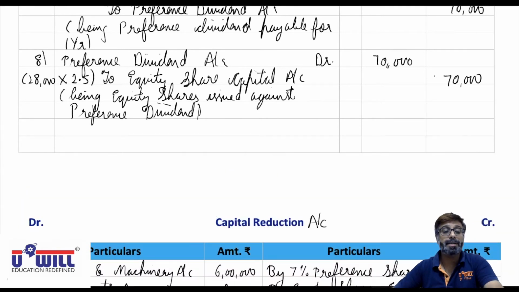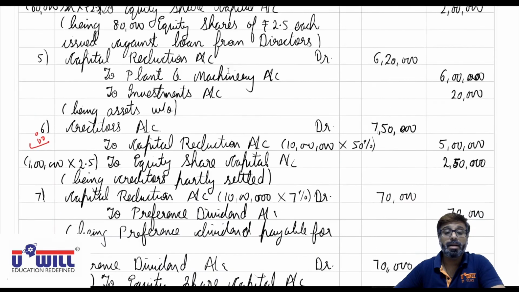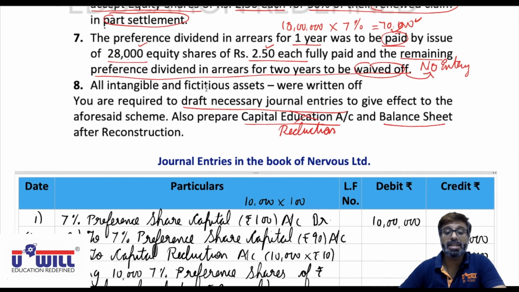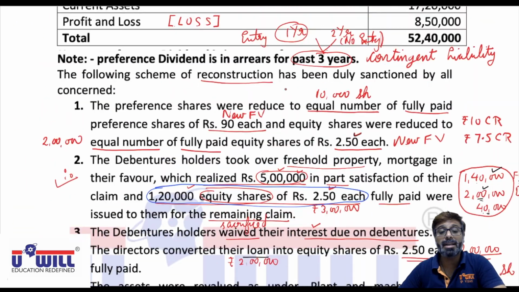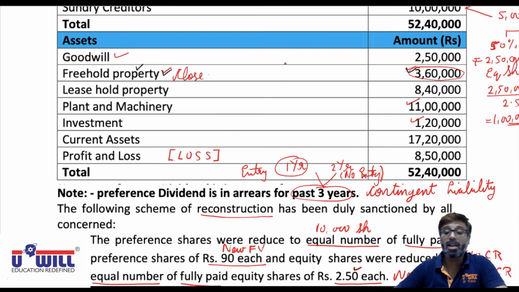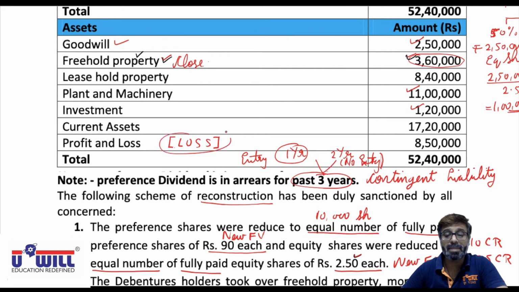Now, after that, next adjustment. Okay, this is the last adjustment. Okay, one more is there. All intangible and fictitious assets were written off. Now, which are the intangible and fictitious assets in the balance sheet? You all can see goodwill of 2,50,000 is intangible asset, and fictitious asset means this loss of 8,50,000.